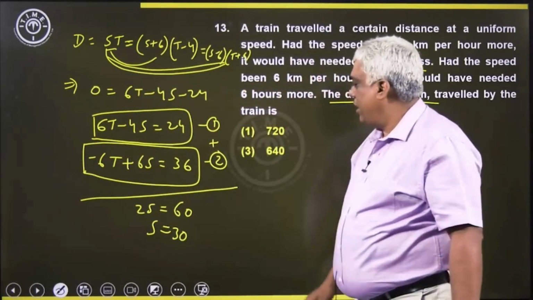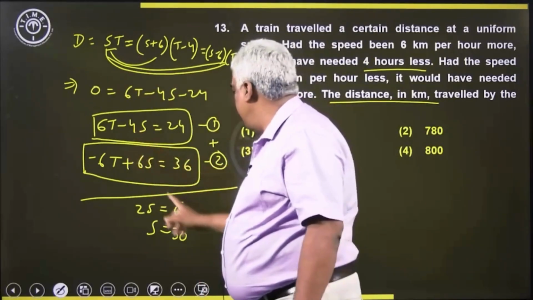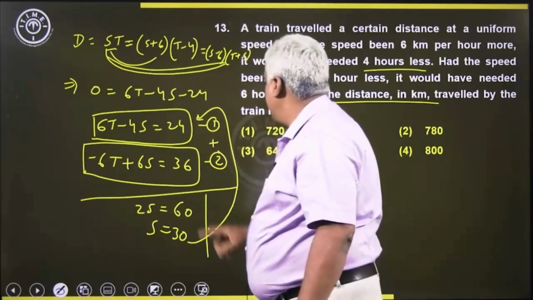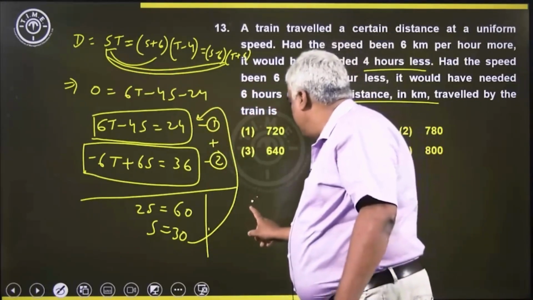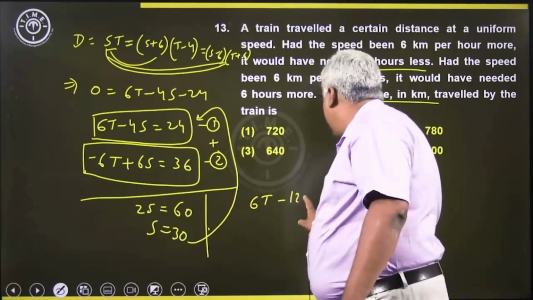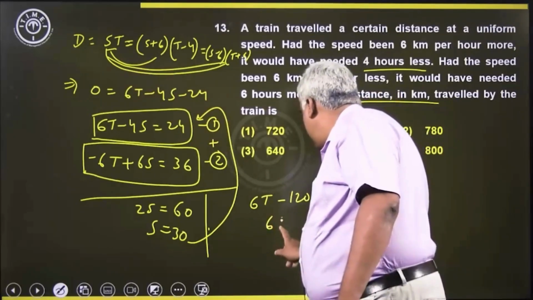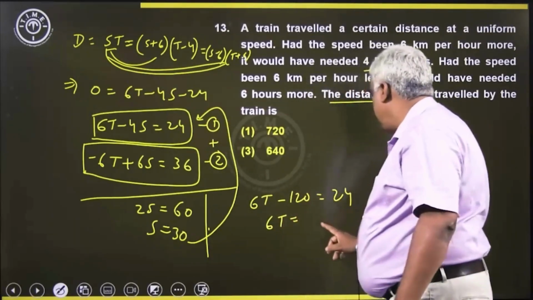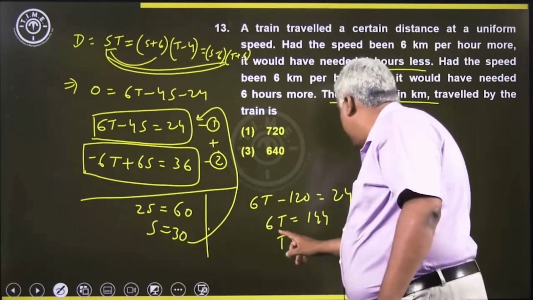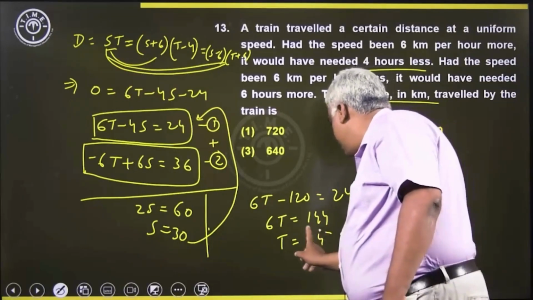Now, let's put the value of s in any one of these. S is 30. So I am substituting s equal to 30 in the first equation. So 60 minus 30 into 4, 120, is equal to 24, or 6t equals 144, or t equals 24. T is 24 hours.